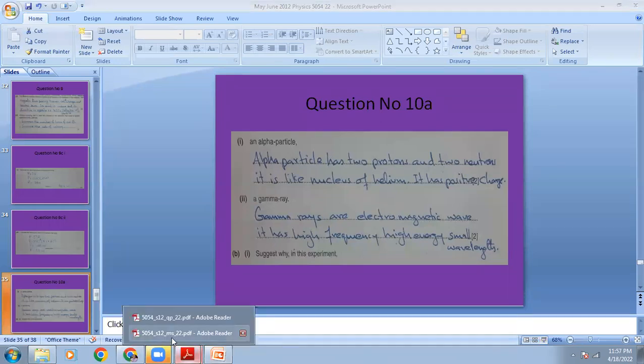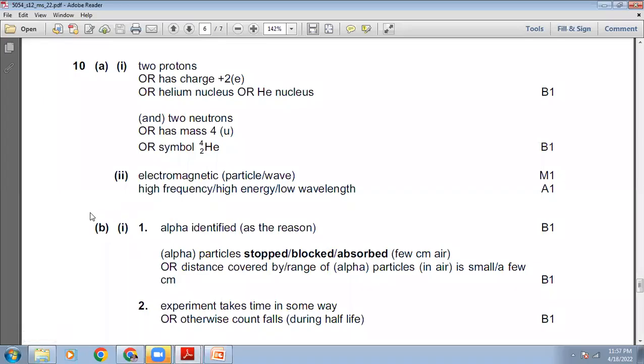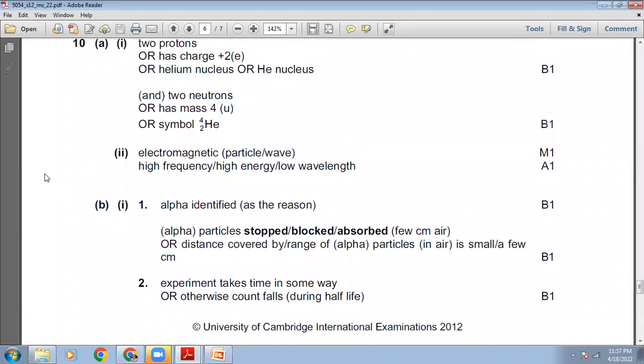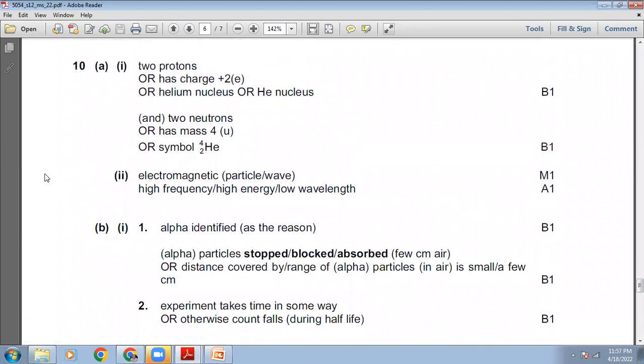So let's have a look at the marking scheme. He says 2 protons has charge positive 2, like helium nucleus. Then he says 2 neutrons has mass 4, and the symbol of the alpha particle is He-4-2. Electromagnetic waves, high frequency, high energy, low wavelength. That is our answer. So our answers are right.